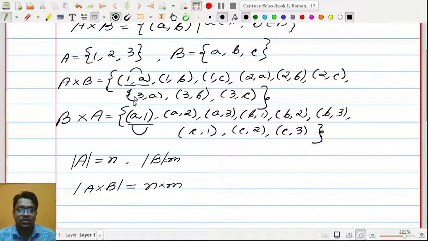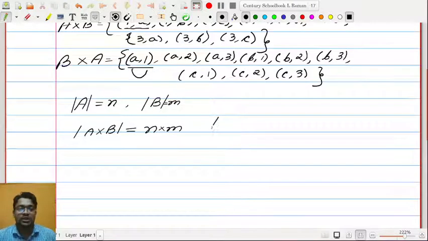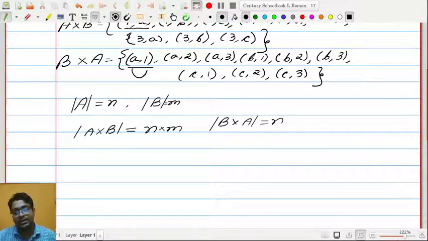So for each element of the first set, the number of ordered pairs with that element is exactly m. There are n elements in the first set, so the total number of ordered pairs will be n multiplied by m. It is the same for B cross A also. The number of elements in A cross B and B cross A will be the same. Even though the sets will be different, the number of elements in A cross B and B cross A will always be the same.